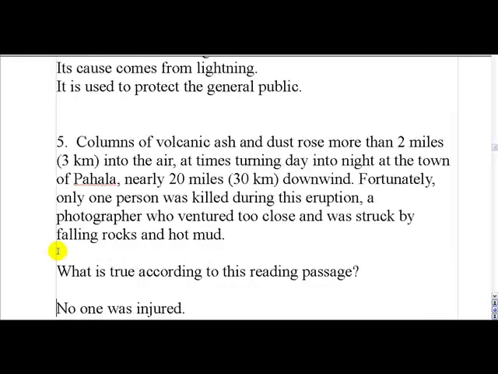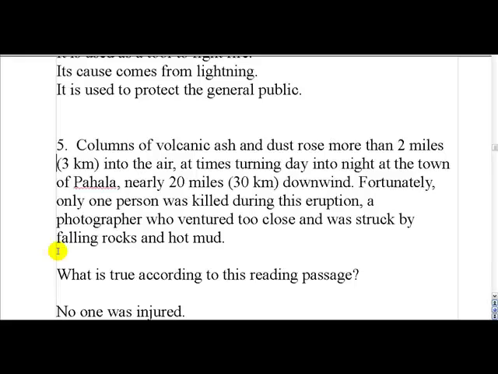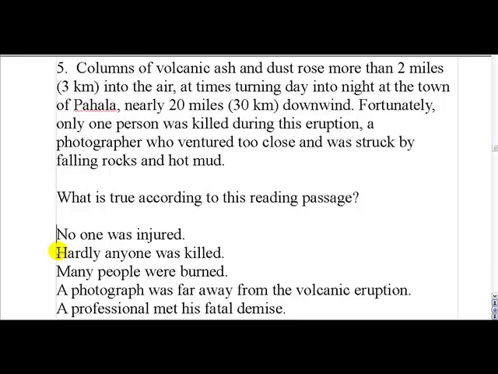Number 5. Columns of volcanic ash and dust rose more than 2 miles into the air, at times turning day into night at the town of Pahala, nearly 20 miles downwind. Fortunately, only one person was killed during this eruption, a photographer who ventured too close and was struck by falling rocks and hot mud. The question here is what is true, and you can look at the answer choices: injured, killed, burned, photograph, professional. You're trying to identify exactly what happened.